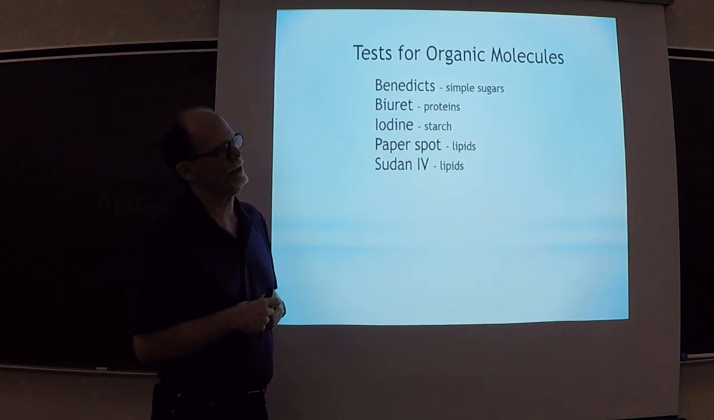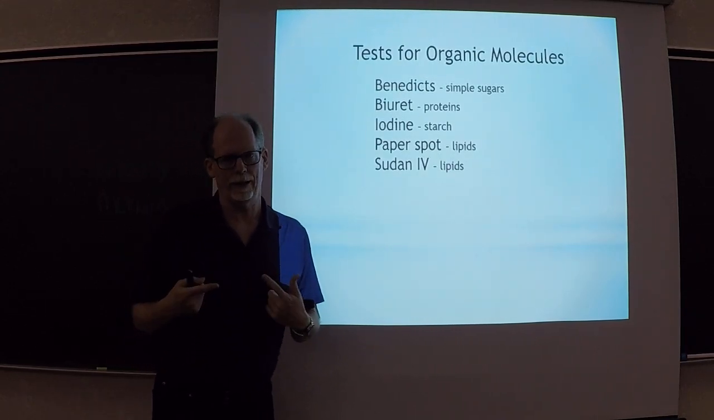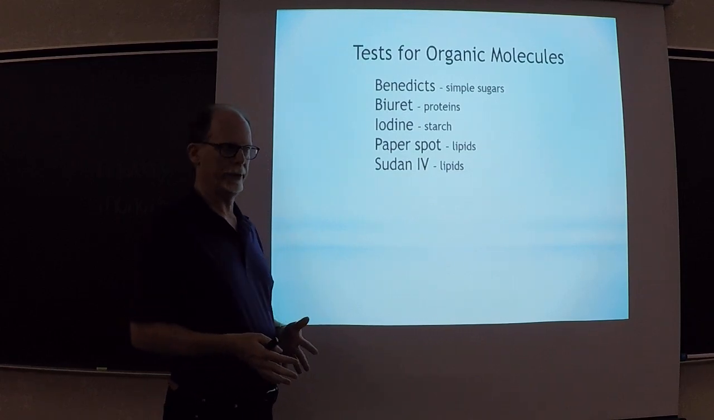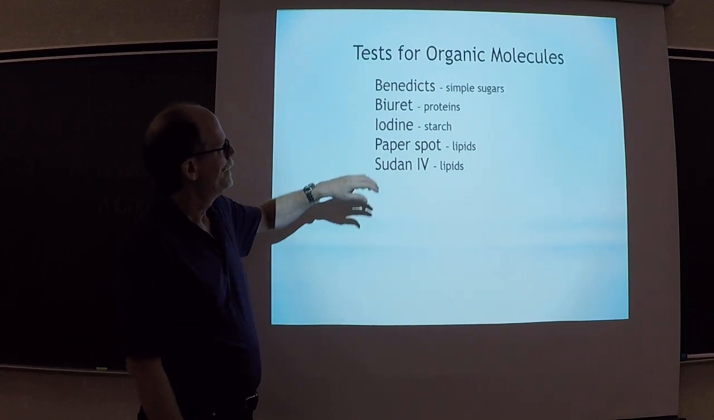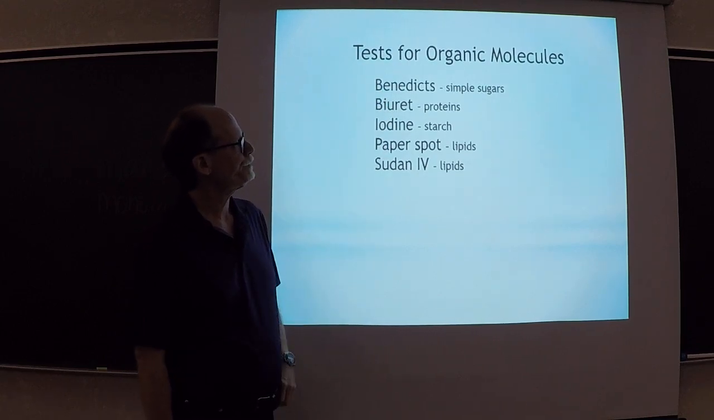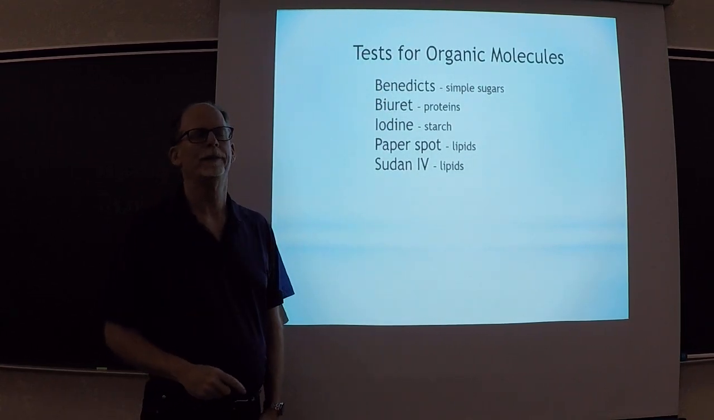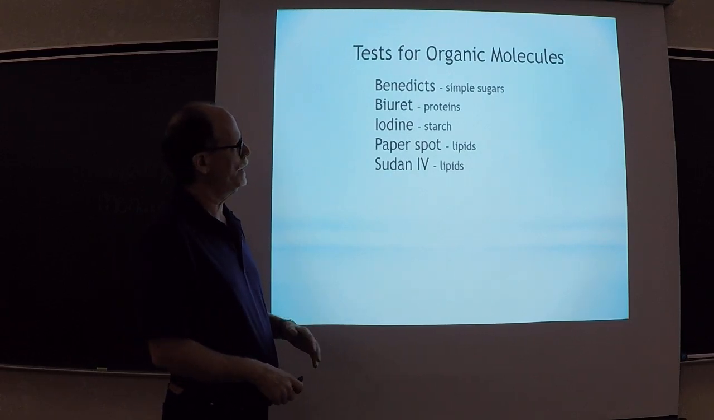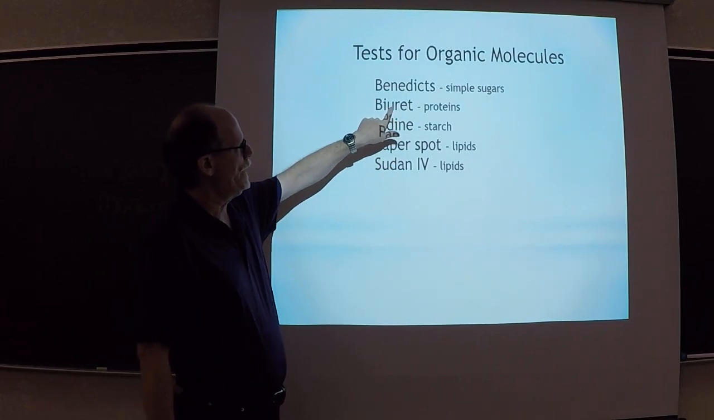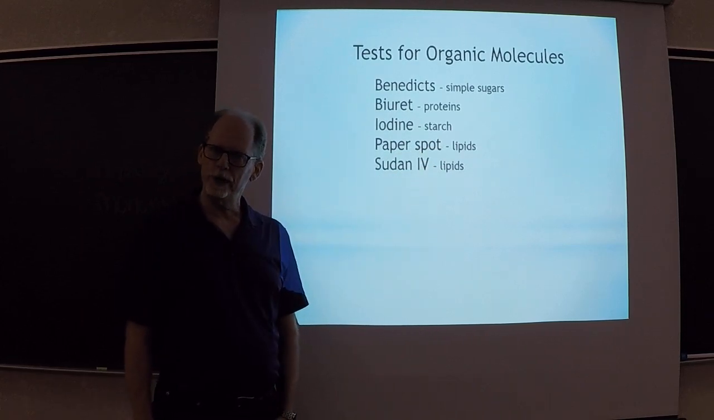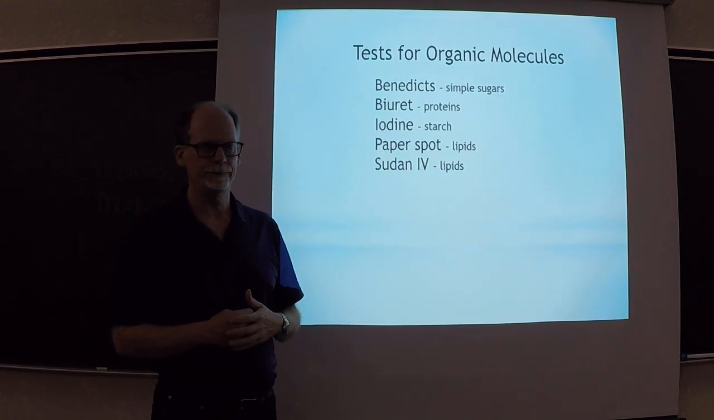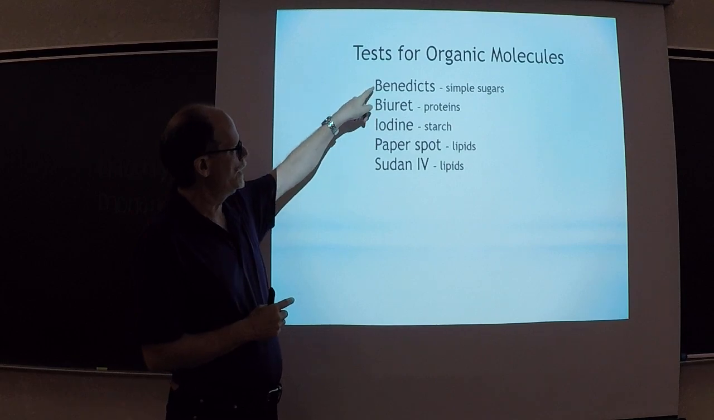So these are the tests we would be performing in the lab, right, if we were doing the lab face-to-face. The Benedict's test is a test for simple sugars. Simple sugars means they're small. They're reducible is another way of putting it. The Biuret test detects proteins. You get a violet color. With Benedict's, you get an orange color.